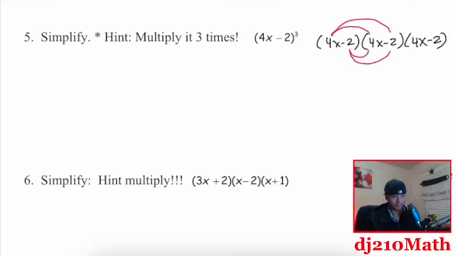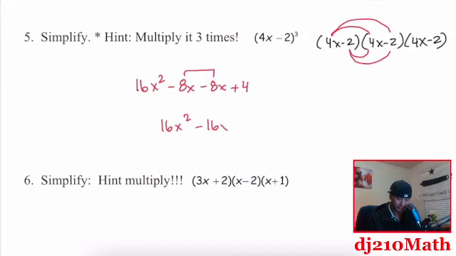You're going to multiply in this manner. So 4x times 4x, 16x squared, right? Multiply x's, you add the exponents. 4 times negative 2 is negative 8x. Negative 2 times 4x is negative 8x. Negative 2 times negative 2 is plus 4. So this is going to be 16x squared, combining like terms, right? Minus 16x plus 4. Okay, we get a trinomial, right? 3 terms. We're going to multiply this by 4x minus 2.